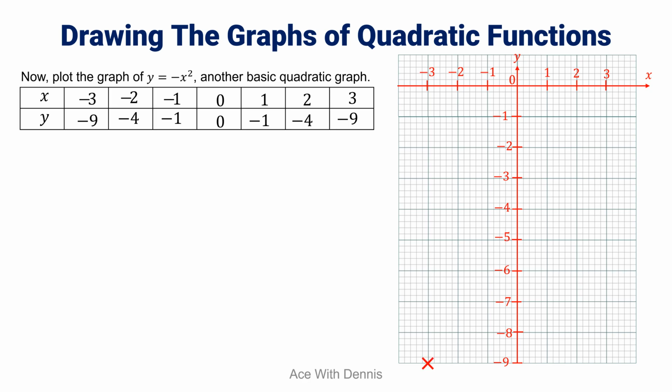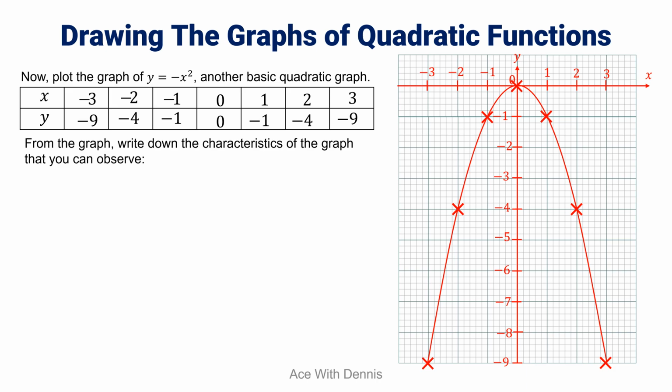So the first point is negative 3, negative 9, which is this point, followed by negative 2, negative 4, negative 1, negative 1, 0, 0, 1, negative 1, 2, negative 4, and 3, negative 9. Once we have plotted all these points, we join them together with a curve, and this is what we get. So this is the graph of y equals negative x squared.